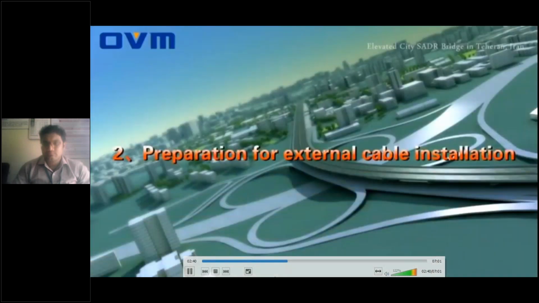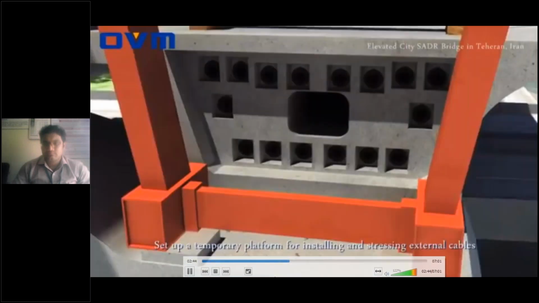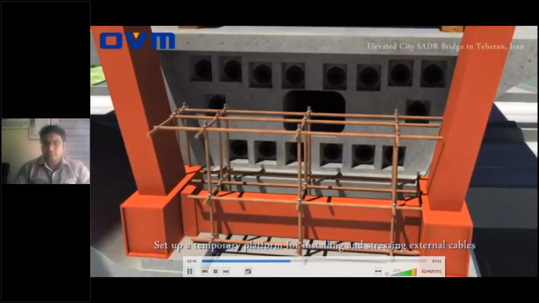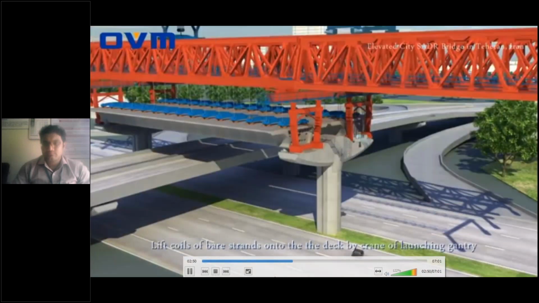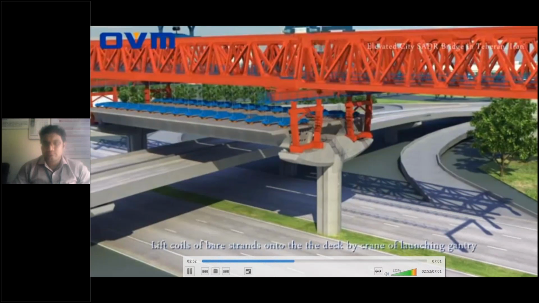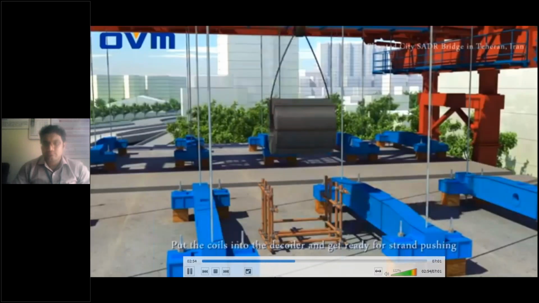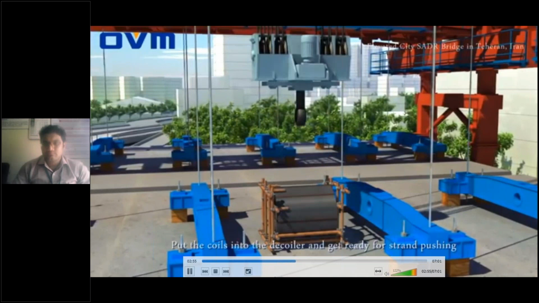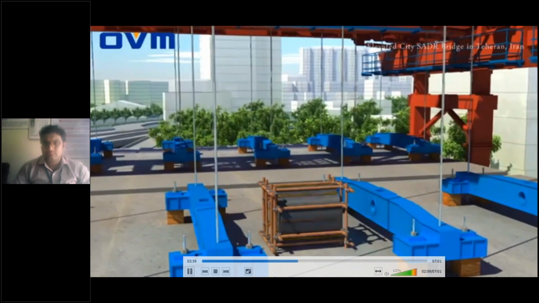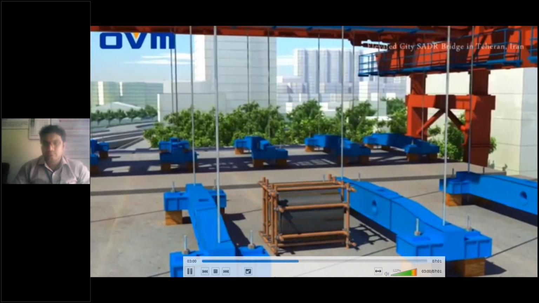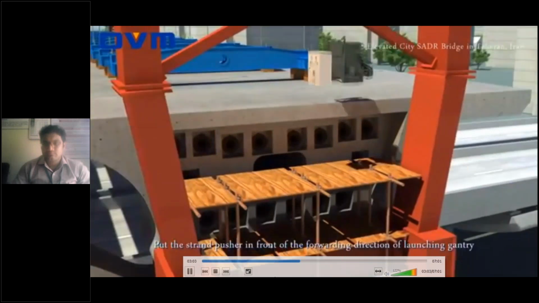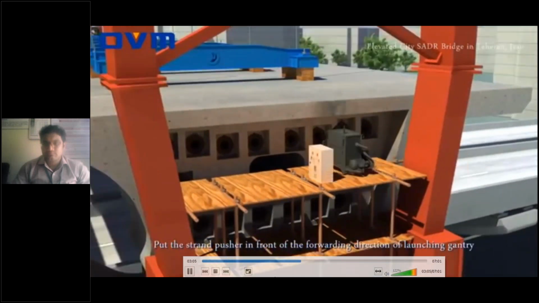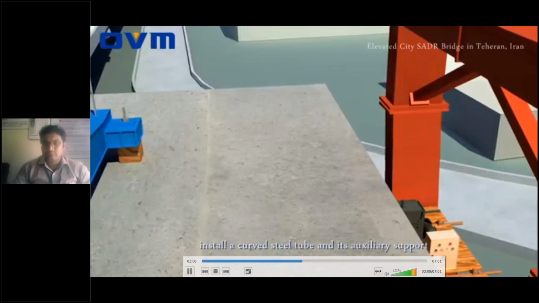Preparation for external cable installation. Set up a temporary platform for installing and stressing external cables. Then lift coils of bare strands onto the deck of the launching gantry. Put the coils into the coiler and get ready for strand pushing. Put the strand pusher in front of the forwarding direction of the launching gantry. Install a curved steel tube auxiliary support.